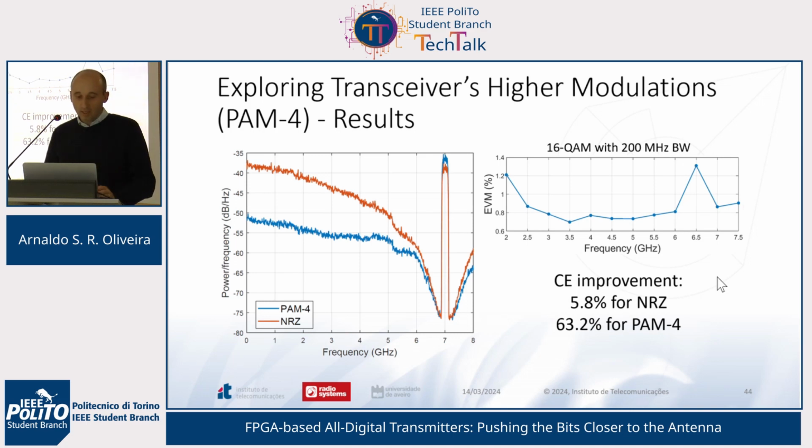As you can see, there is a significant decrease of the noise, of the quantization noise of delta sigma, and also there is a slight gain of the power of the signal to transmit. And on the right side we have the EVM measurements for the PAM4 setup, which are quite interesting. And we also measured the coding efficiency, and just changing the type of the transceiver allows us to increase the coding efficiency from 5.8% to 63.2%.